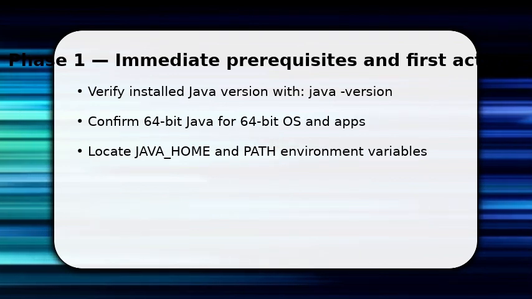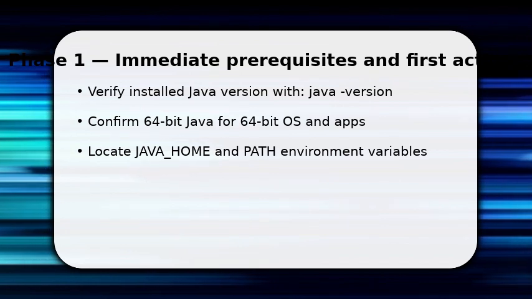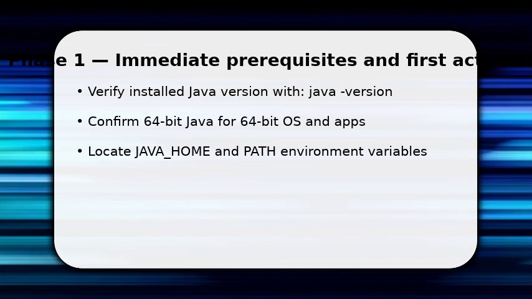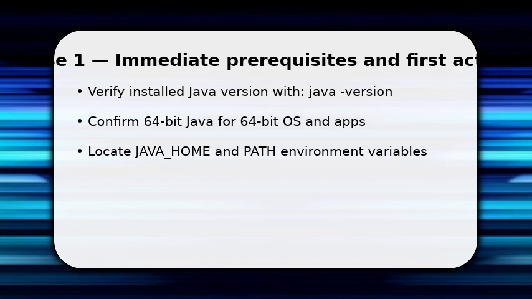Next, locate or create JAVA_HOME and add its bin to PATH. This tells the system where the runtime lives. Doing this first prevents many launcher errors. If you already set values, proceed to validate file paths and permissions before attempting to relaunch the app.